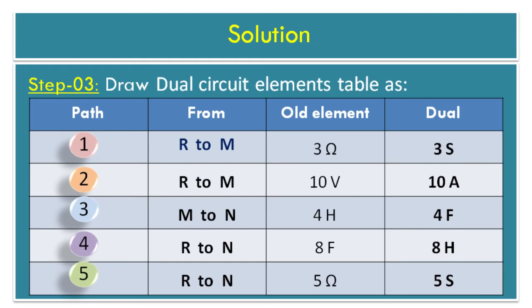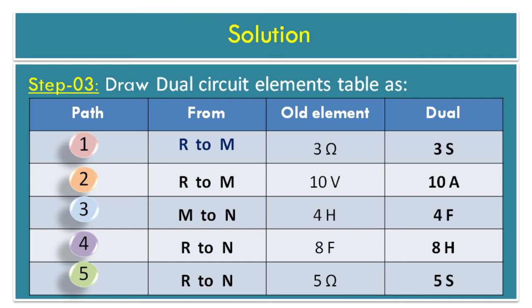Solution step 3. Refer to the circuit diagram along with the traced paths of each element from step 2. Now draw the dual circuit elements table. Path 1 from the reference node to node M: resistance R1 of 3 ohm gives its dual as a conductance G1 of 3 Siemens. Path 2 from the reference node to node M: the 10 volt voltage source gives its dual as a 10 ampere current source.